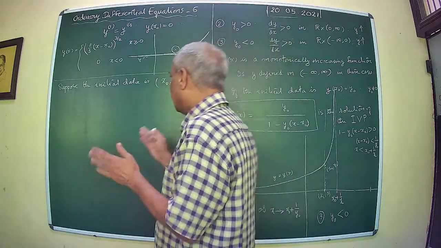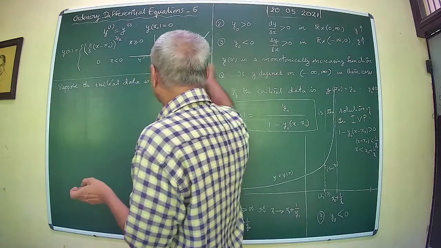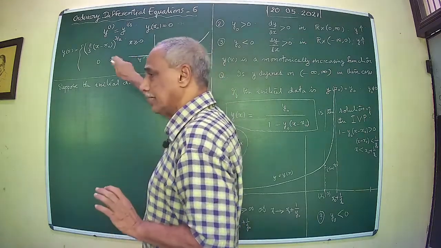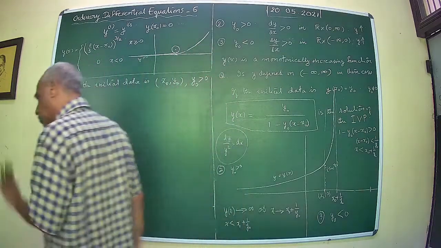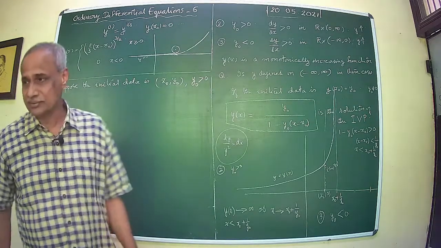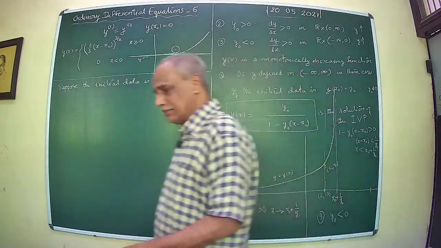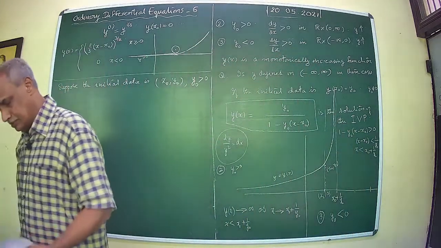So this is the line. No matter where you prescribe your initial data on this line, you won't get uniqueness. That is the problem. So I think I just wanted to make those remarks about the solutions.